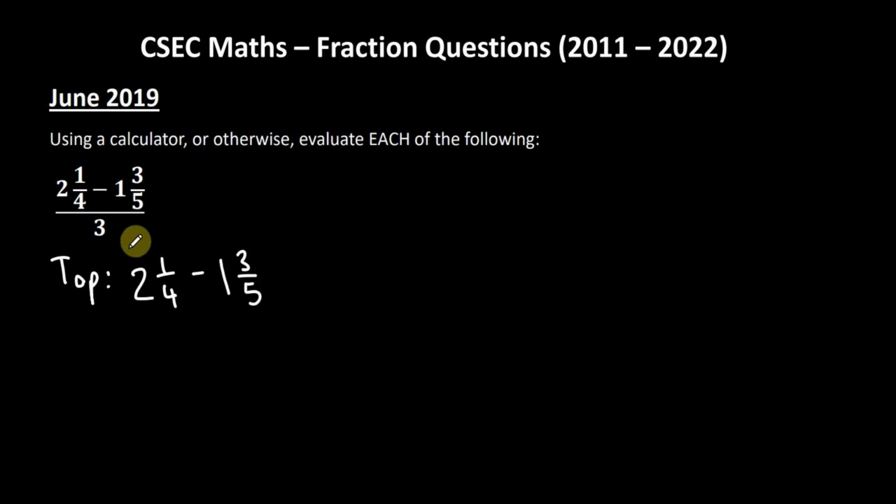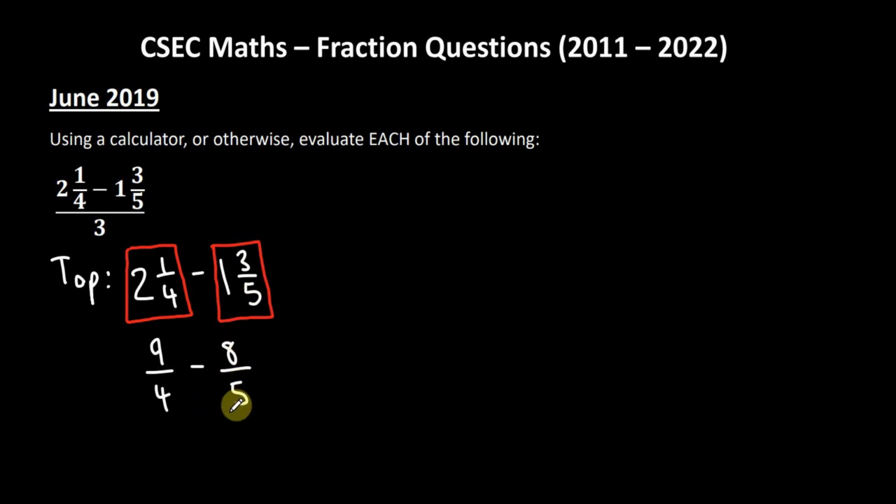And by now, guys, you know the next move. I'll convert the mixed fractions to improper fractions. So I'll have 2 times 4, that's 8, plus 1, that's 9 quarters, minus 1 times 5, that's 5, plus 3, that's 8/5. And I won't use the LCM method this time around.